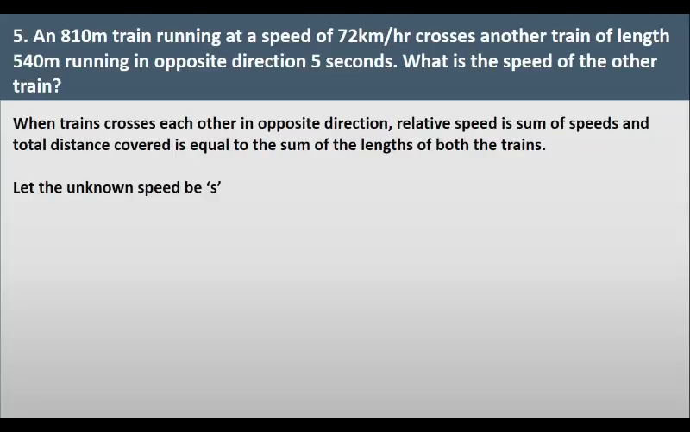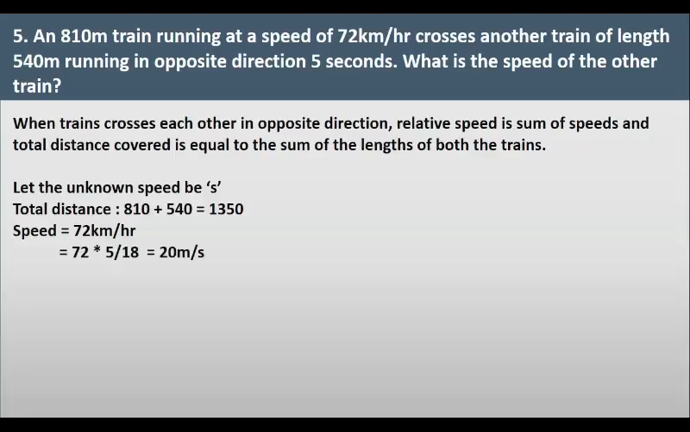In our problem, the total distance is equal to the length of both the trains, which gives us 810 meters plus 540 meters, equal to 1350 meters. Now we can see that the distance is given in meters and the speed is given as 72 kilometers per hour. So our next step is to convert the speed given in kilometers per hour to meters per second. For that, we multiply the term given in kilometers per hour by 5 by 18. So when we multiply 72 by 5 by 18, we get 20 meters per second.